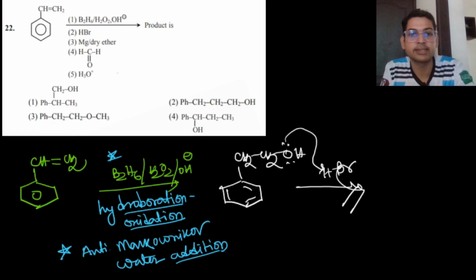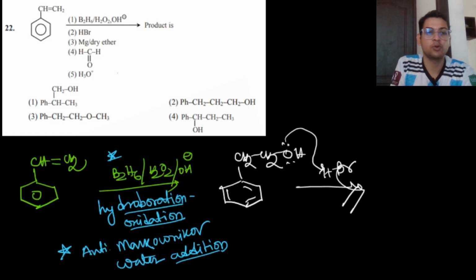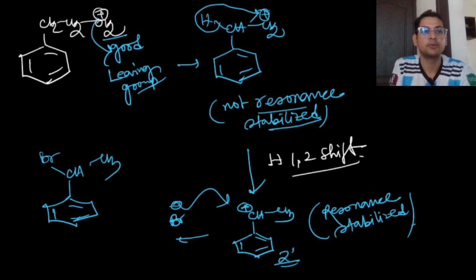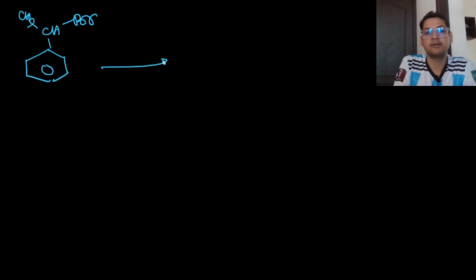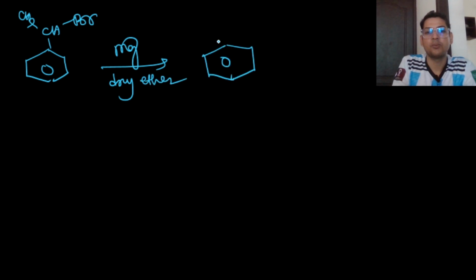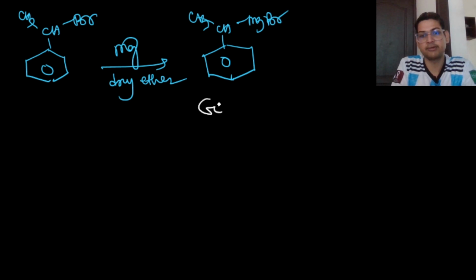Okay, sir, what is given next? It is given Mg dry ether. Okay, sir, no problem. We can do this. We just have to go for the next slide. So till now I got benzene ring with CH3 Br. And if I react this with Mg dry ether, I will get benzene ring with CH3 MgBr, right? Sir, this is a Grignard reagent, right?